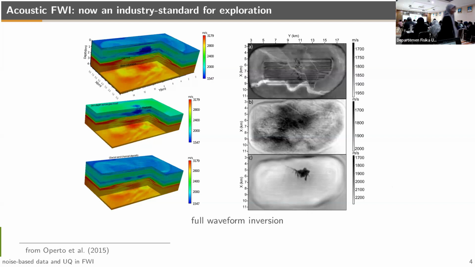So basically, without migration steps, which is a qualitative image, here we have a quantitative image of the velocity. Here it's applied under the acoustic approximation. So we assume the Earth to be an acoustic medium with only P waves. And this acoustic-based FWI is now a standard in the industry.